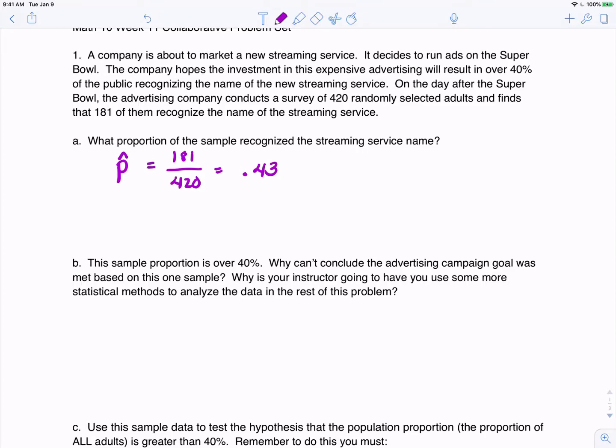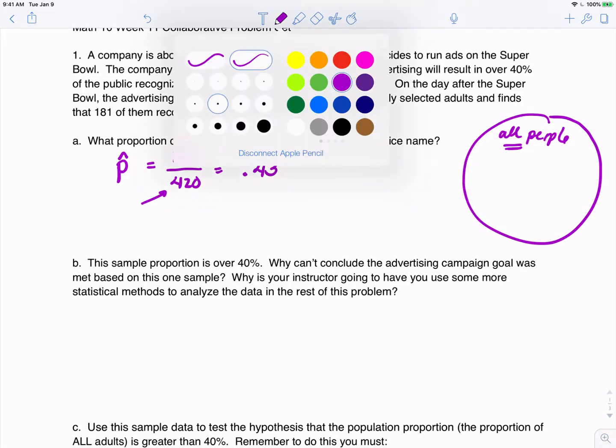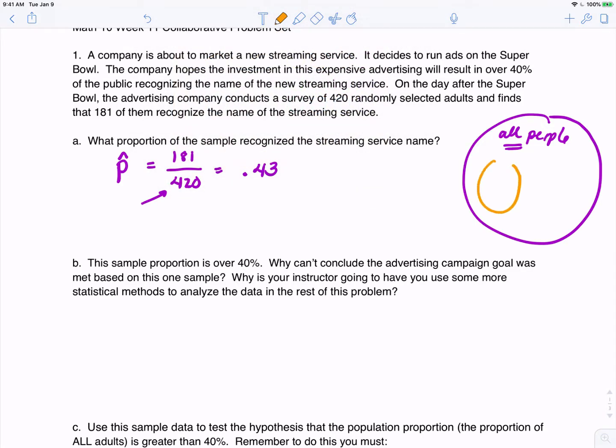Why is your instructor going to have you use some more statistical methods to analyze the data in the rest of this problem? The reason we can't conclude that over 40% of all people have seen this ad is because this was just based on a sample of 420 people. Think of it this way. Here's a picture of the population, and this is all the people that live in this area. And all we've done is we've taken a sample of 420 people and we found a sample proportion of 43%.